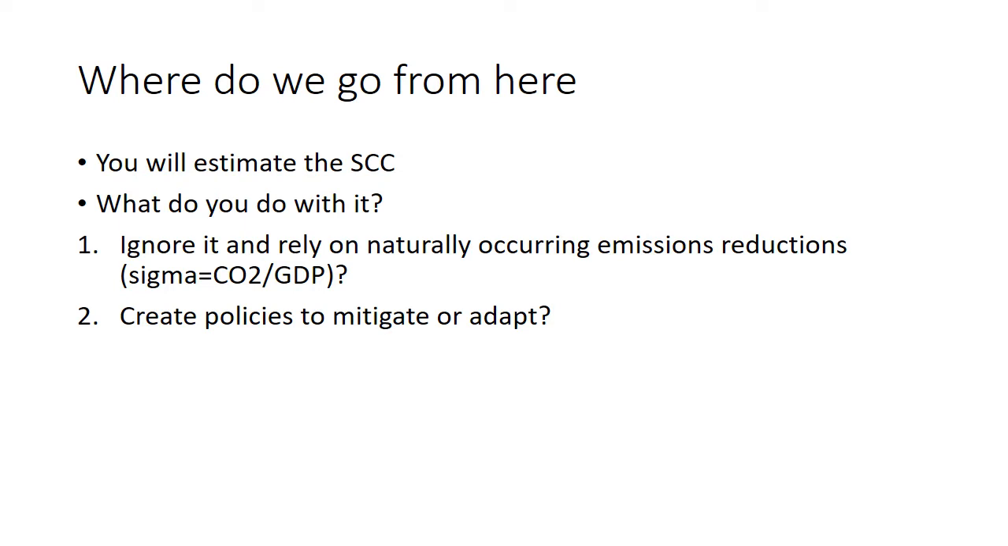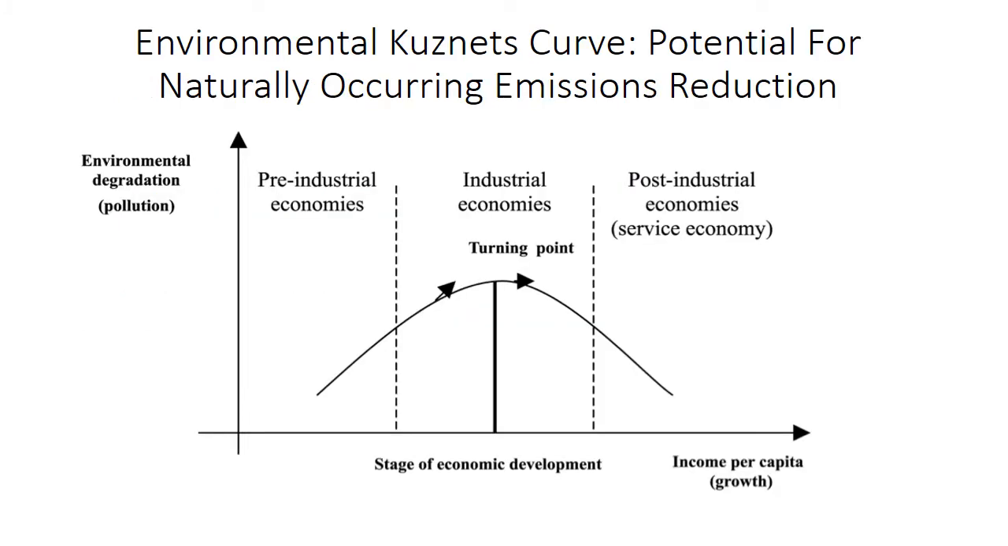Do you hope that that CO2 per GDP parameter is going to decrease over time naturally and just let emissions decrease at their own rate? Will they? We don't know. Or do you create policies to mitigate or adapt? And the second, of course, is the one I want to focus on, and then the one I want you to write your paper on.